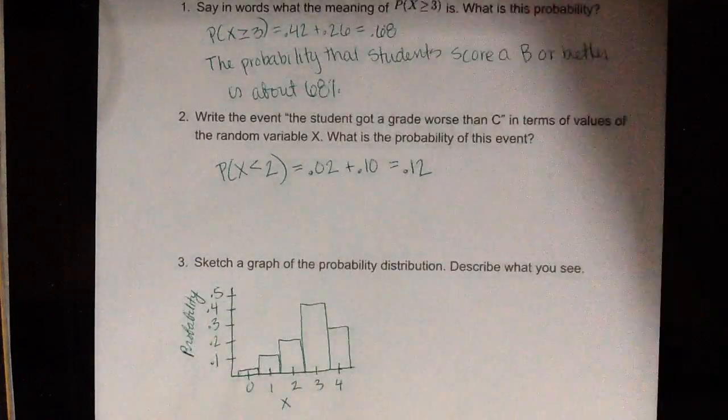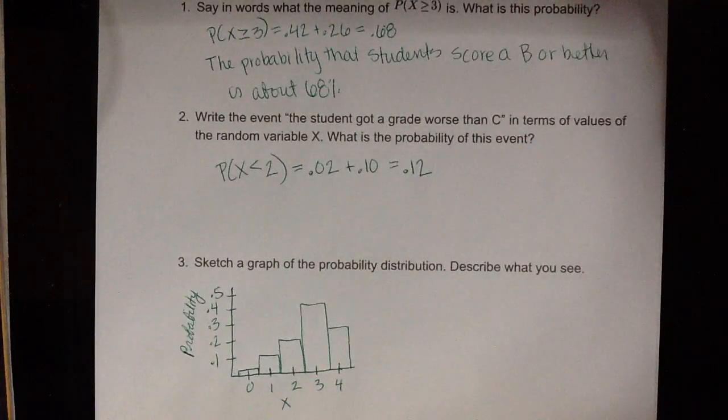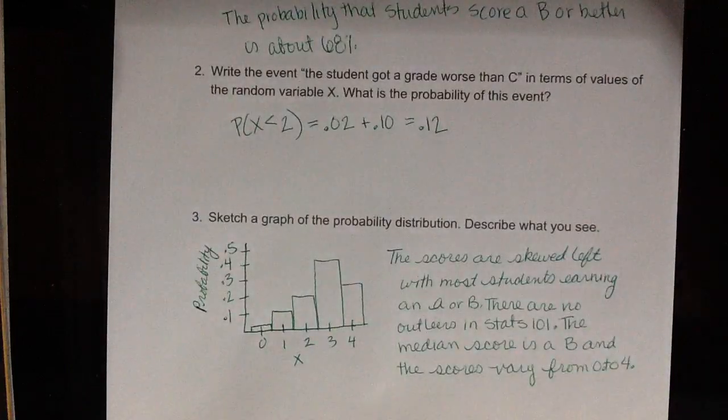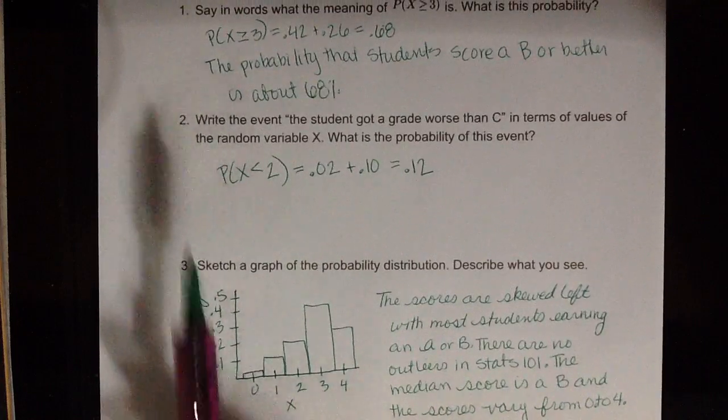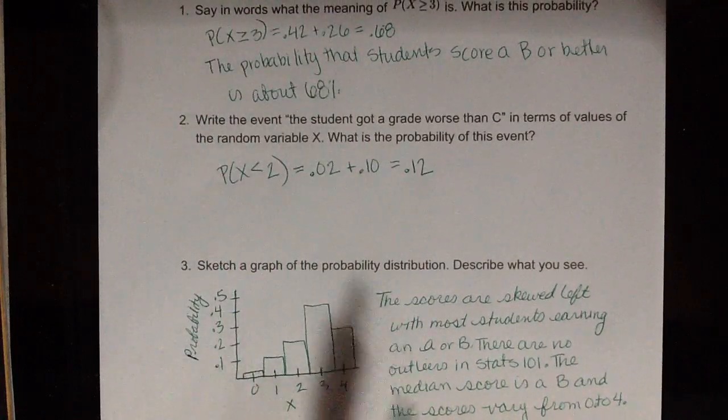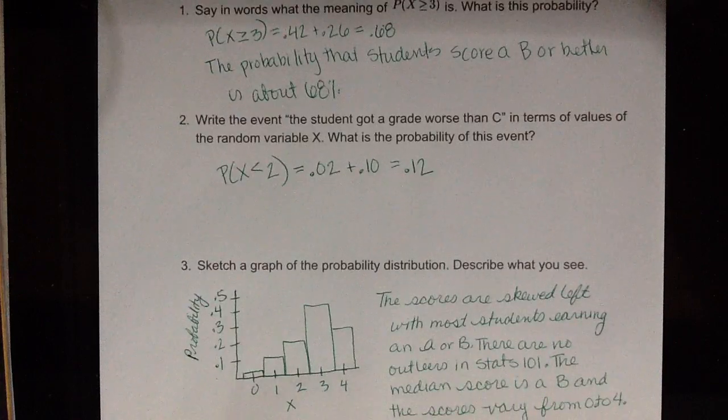So we're just going to write that out in context. So writing that in context, I have the scores are skewed left with most students earning an A or B. There are no outliers in Stats 101. The median score is a B, and the scores vary from 0 to 4. Notice a lot of this is going back over things you've learned in different places. We talked about mutually exclusive and probability, and here we're creating a histogram and going through our SOCS. So it's time for us to start to put these ideas together.